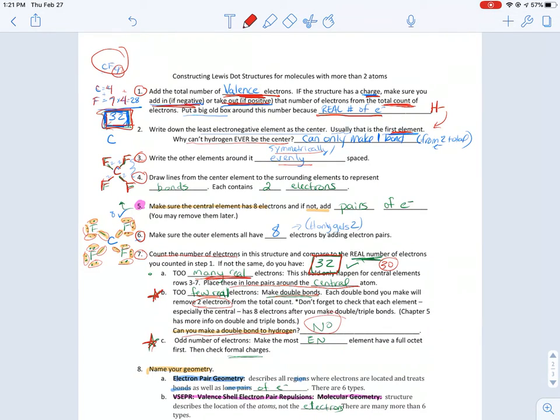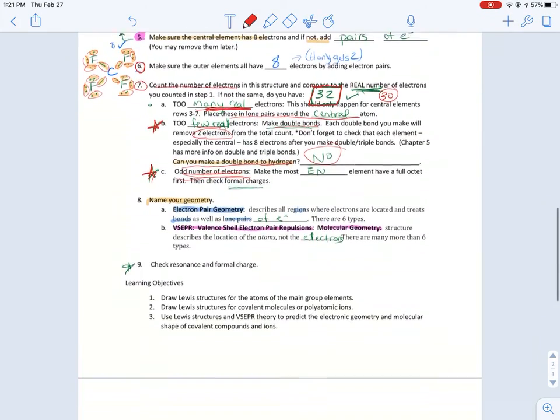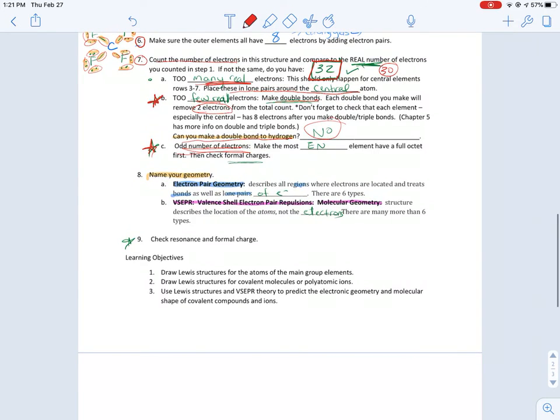And again, can you make a double bond to hydrogen? No, you can't, because he can only hold 2 electrons, which would be 1 bond. You can have odd numbers of electrons, but it's very, very unusual. They act really crazy, and they try not to be odd. And last but not least, you're going to make the most electronegative element, if it is an odd number of electrons, have a full octet first, and then you'll check your formal charges.